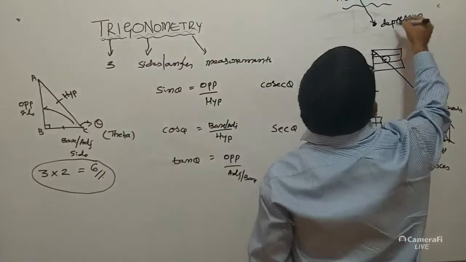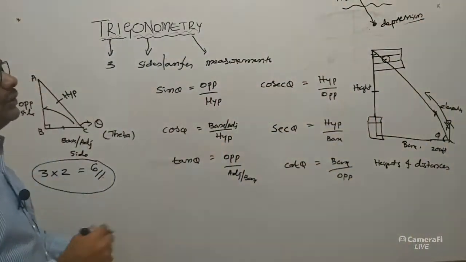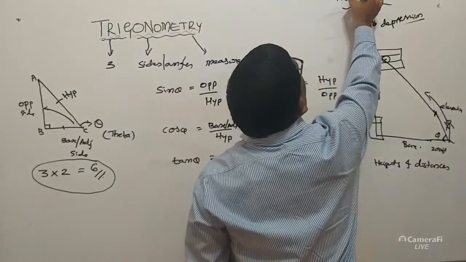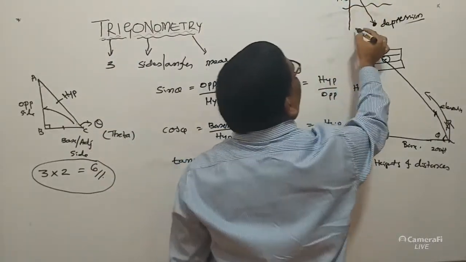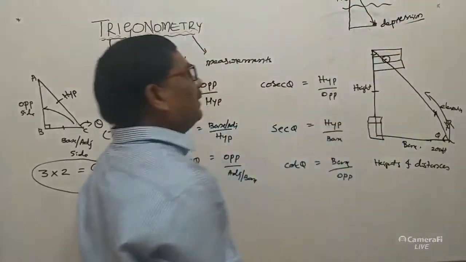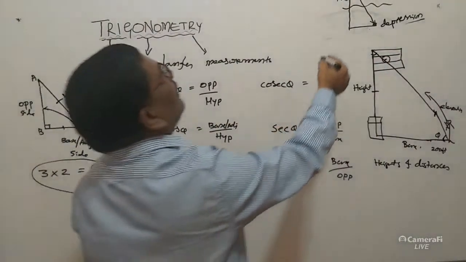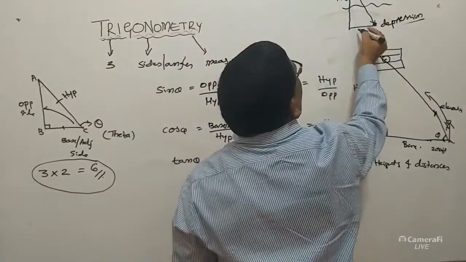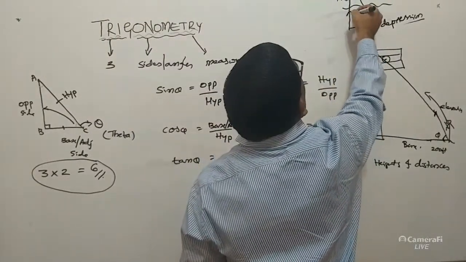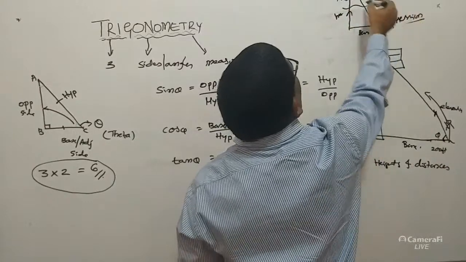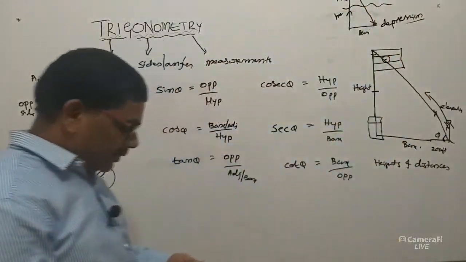You can calculate it by drawing a straight line here, and I consider the base as the part where the object is and the observer is standing. So this is called the base, here it is the height of the person, and this is the angle of depression.